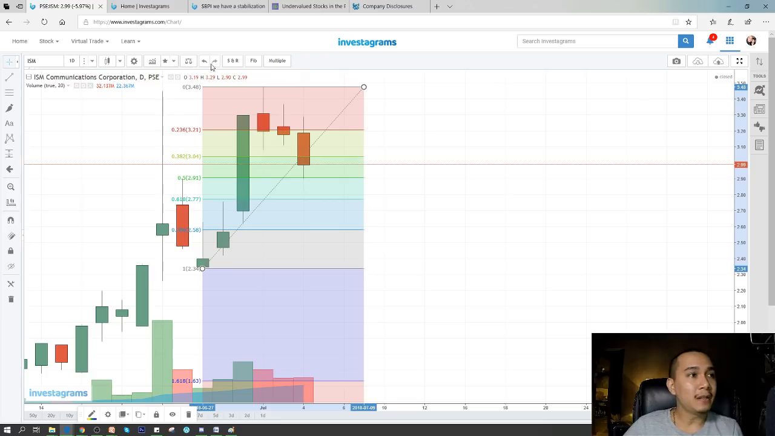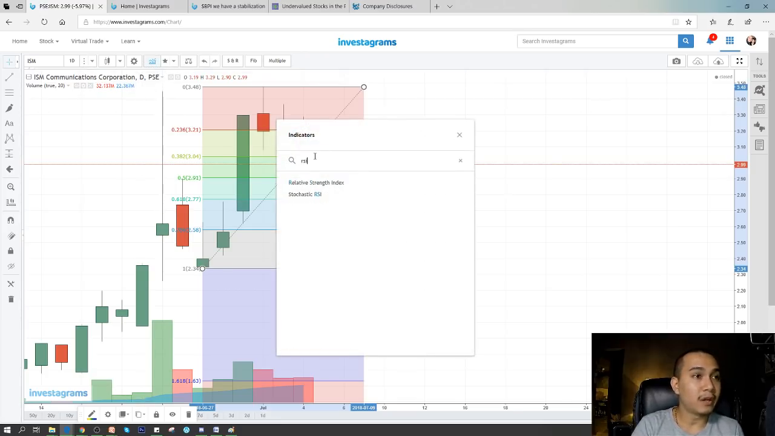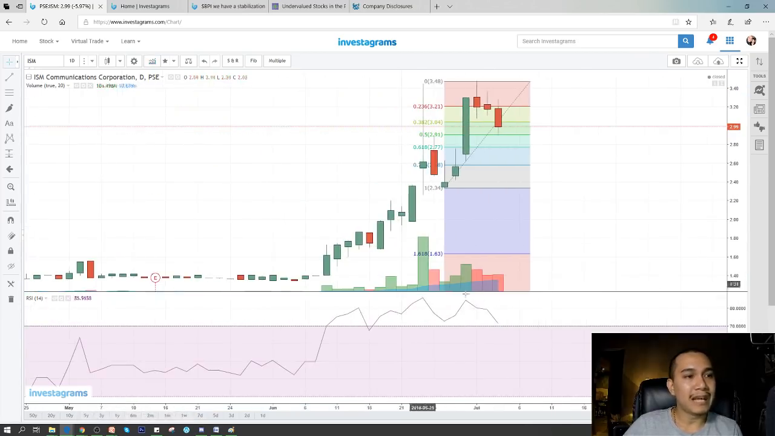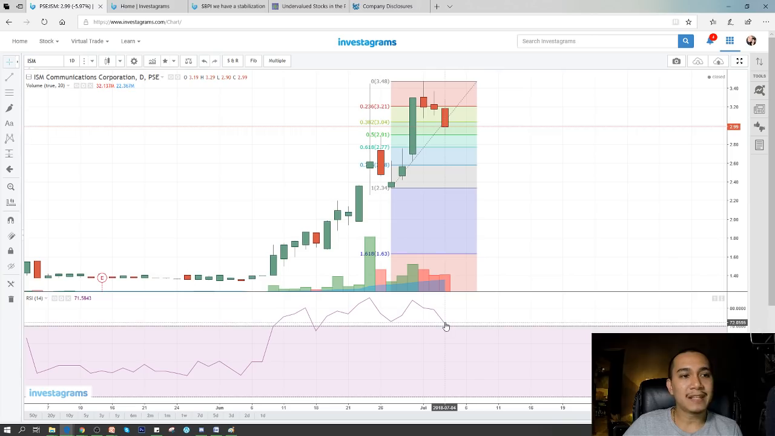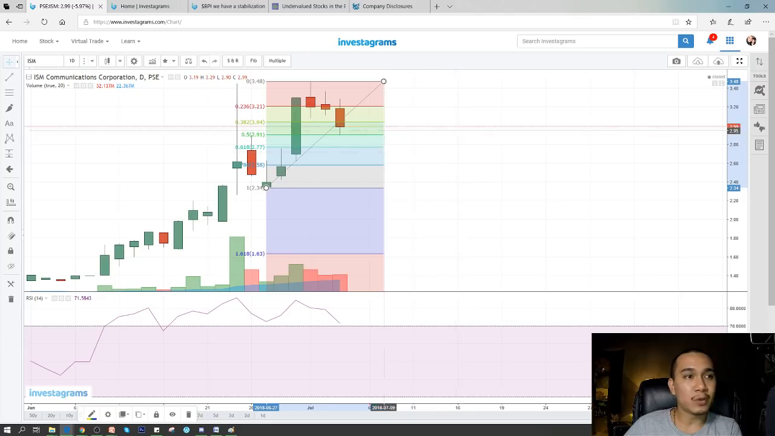But then again, let's check out ISM's RSI. Look at that. This is very scary because RSI is still at oversold levels right here. So ingat lang dito. I usually use that, so that's why I'm not recommending to swing yet. This is a swing position right here.